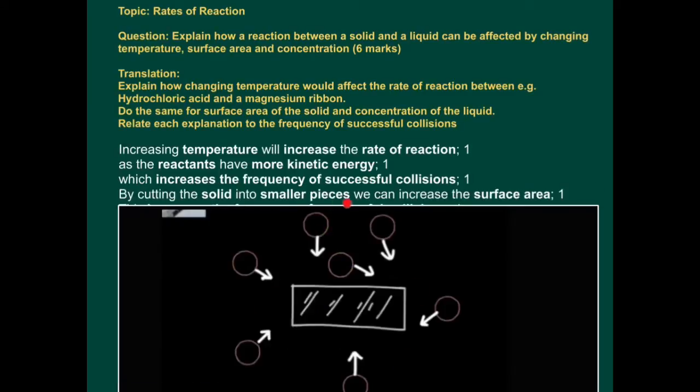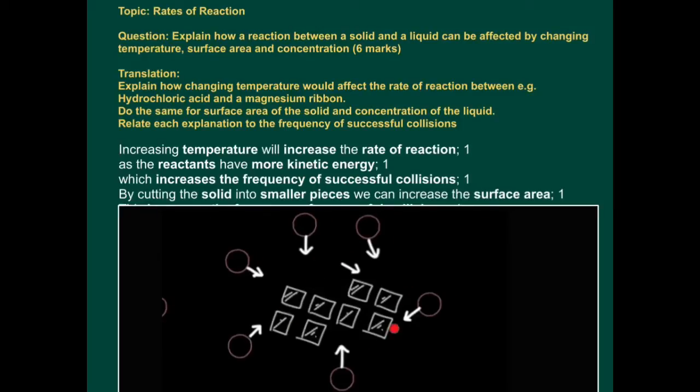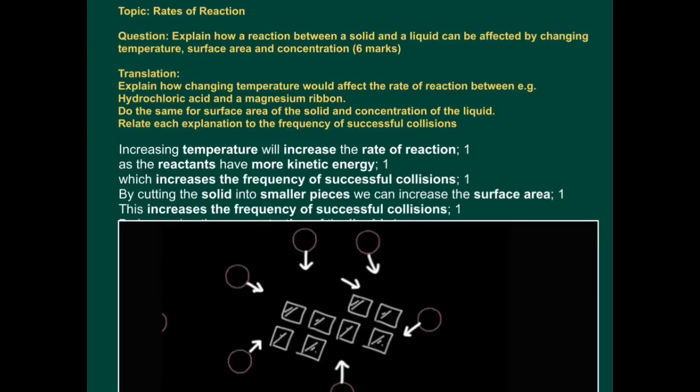By cutting the solid into smaller pieces, we can increase the surface area. So this lump of magnesium has a low surface area because it's just one solid chunk. What I can do is chop it up into smaller bits, and when I do that, I increase the surface area. And this again increases the frequency of successful collisions because there's more chance that they'll collide with each other because there's more area or points of contact for the particles to basically collide with.